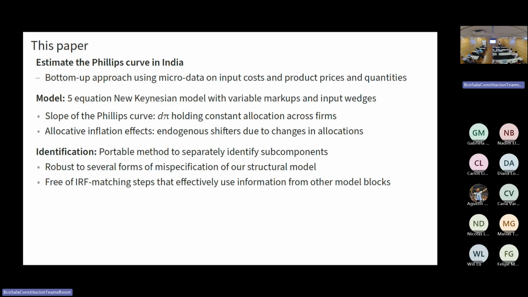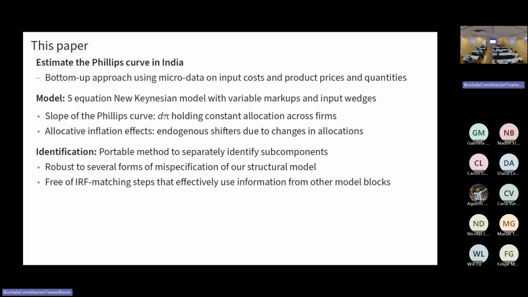What we think is the main contribution of this paper is not this model, but this portable method to separately identify the components of the Phillips curve. We're going to give you a series of research designs that we apply to India, but that you can apply in different countries. And the very cool thing about this method is that it is robust to several forms of misspecification of our structural model.